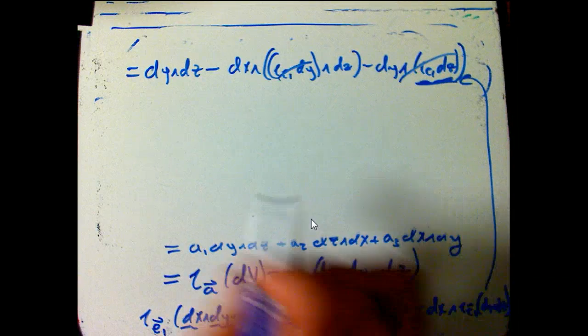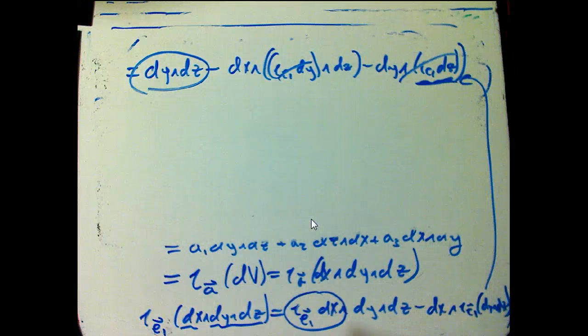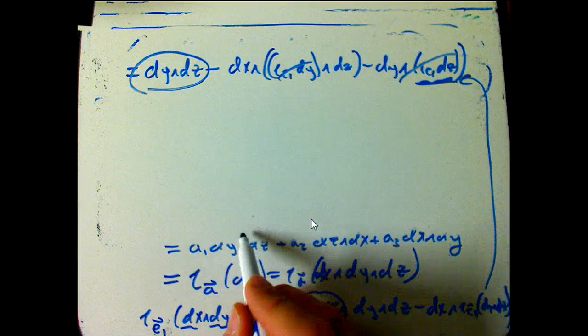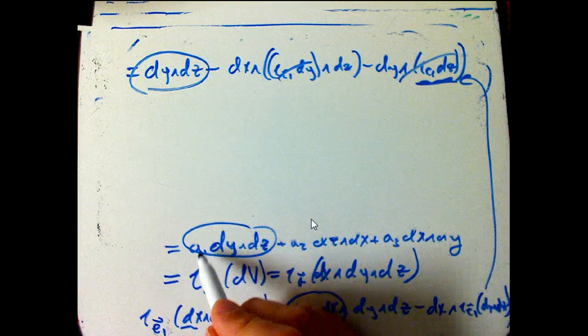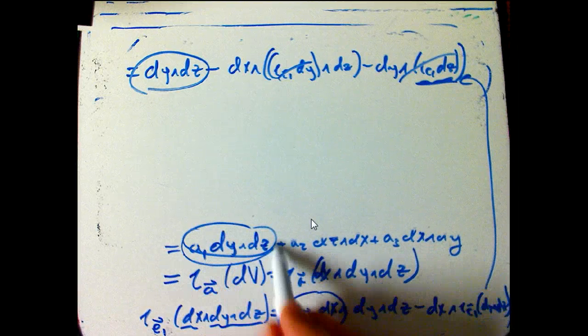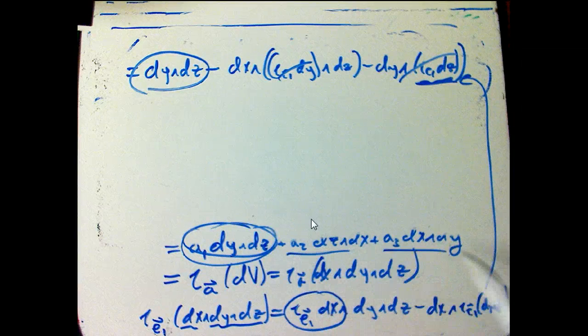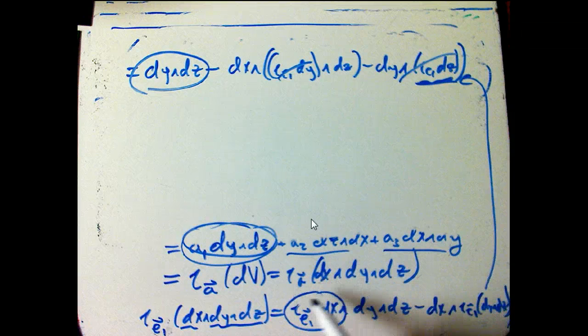Okay, and so I just get dy wedge dz. Okay, so that makes it hopefully plausible. IE1 is just going to pick out the dy wedge dz here. Okay, A1 times E1 is going to give you an A1 dy wedge dz, and then the other components are just going to give you these guys as well. Okay, so it's what we would expect.